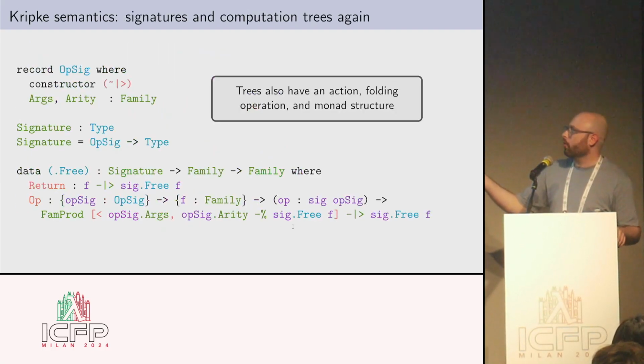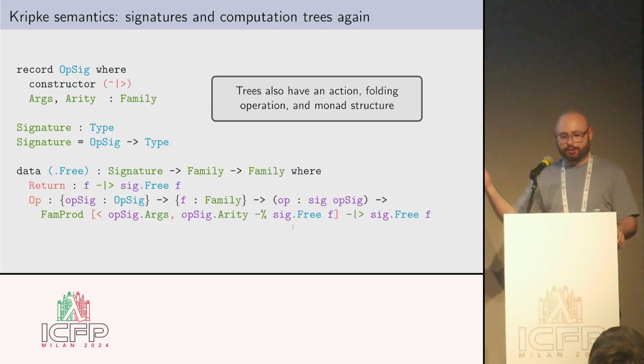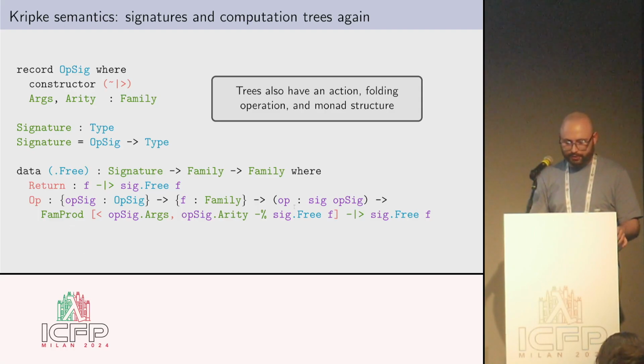So here's the core types, the trees that I showed. I'm not going to put the definitions up here, but these trees also have an action. They also have a folding operation, just like our other trees did. And these also have a monad structure in a suitable sense. So it has enough support for effects and handlers and making monadic programs. But now that we explained what this famprod is and what this exponential is, let's expand this type out into a normal type.